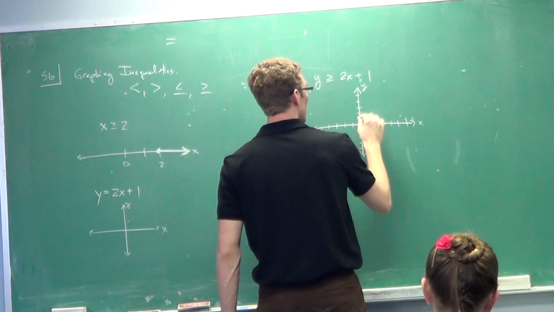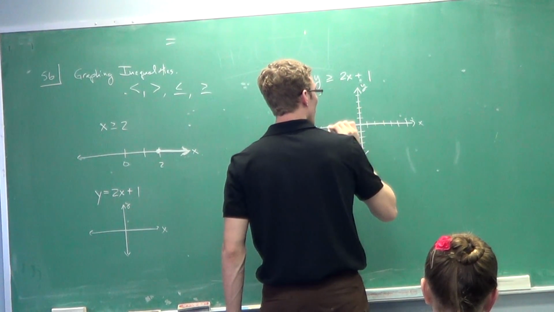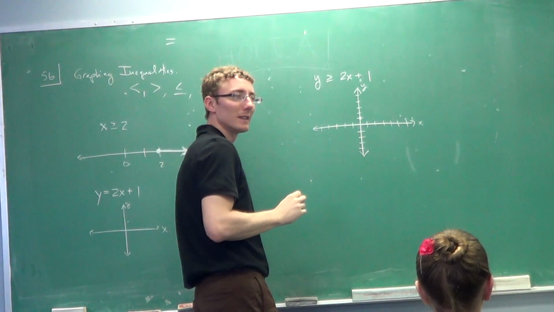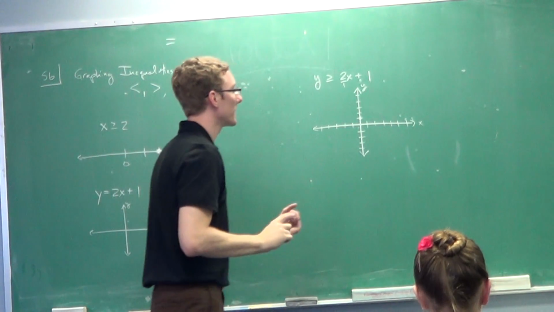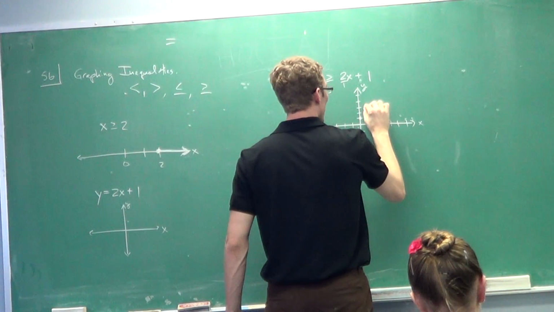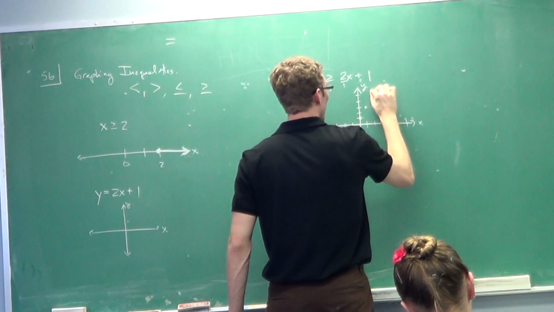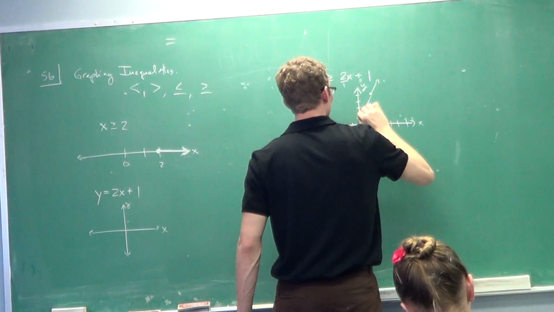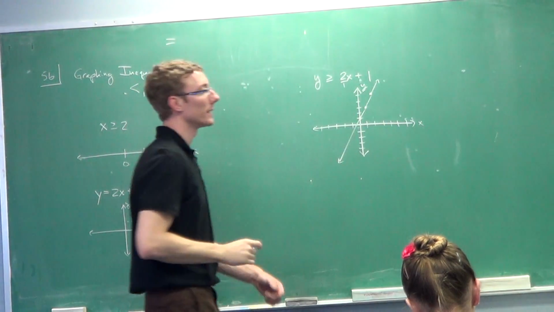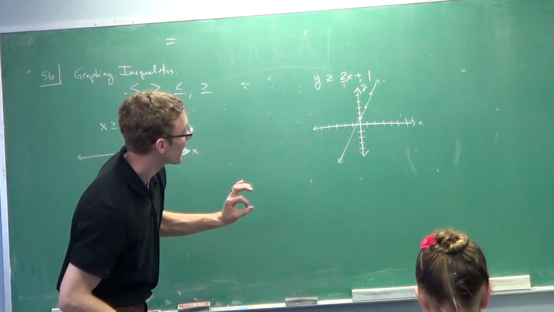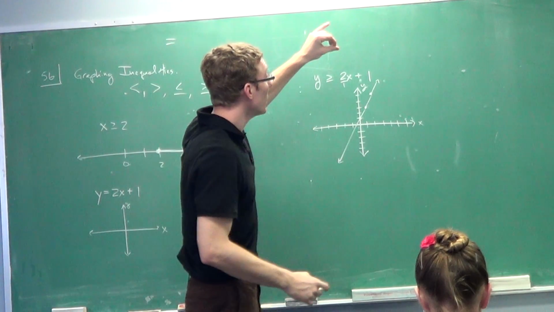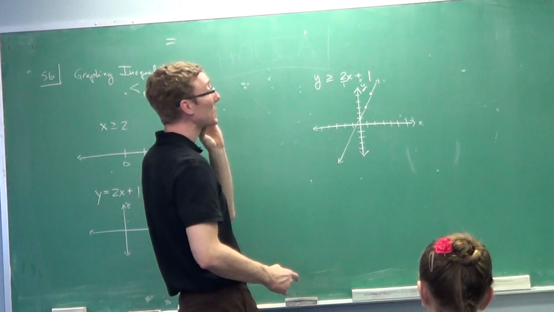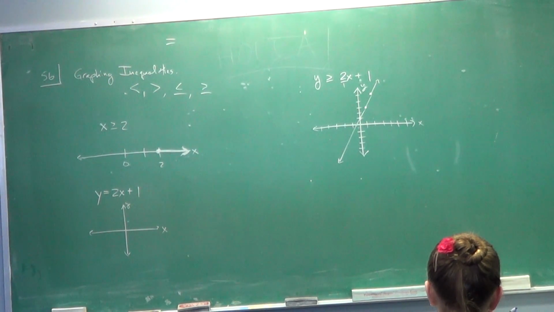The y-intercept is 1. The slope is 2, so that's 2 over 1. That means rise 2, run 1. We should have a positive slope, so we should be going uphill, and I believe we are. There's our line. Now, the line that I graphed there is y equals 2x plus 1. But what we were asked to do is y is greater than 2x plus 1.